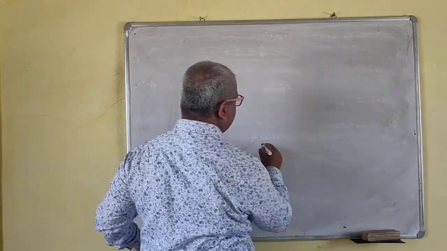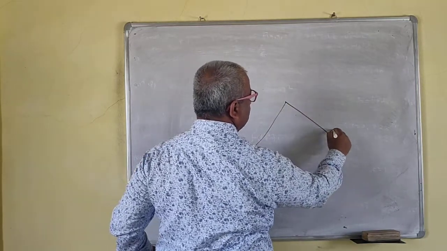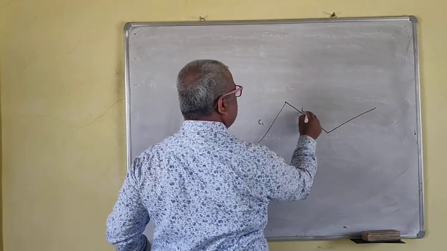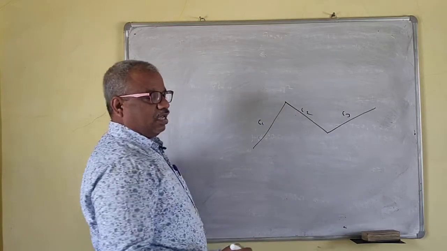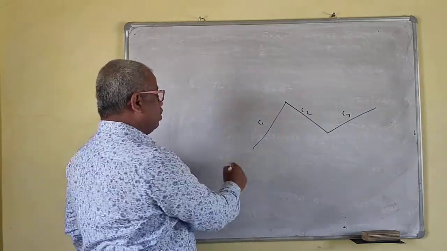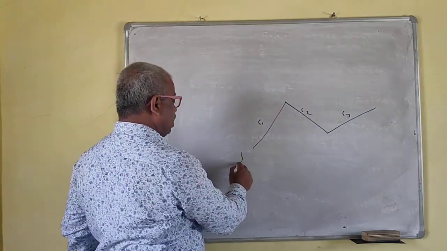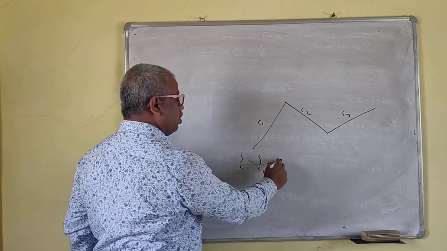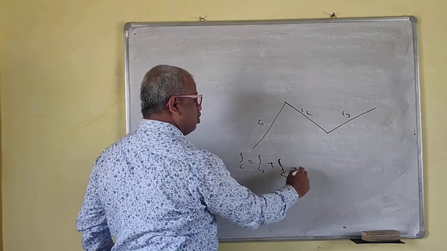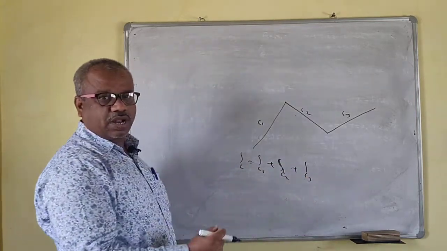That means what? Suppose your curve is like this. Then this is C1, this is C2, then this is C3. Then this is your C now. So your total curve is C now. The integral over C is the same as what? The integral over C1 plus the integral over C2 plus the integral over C3.